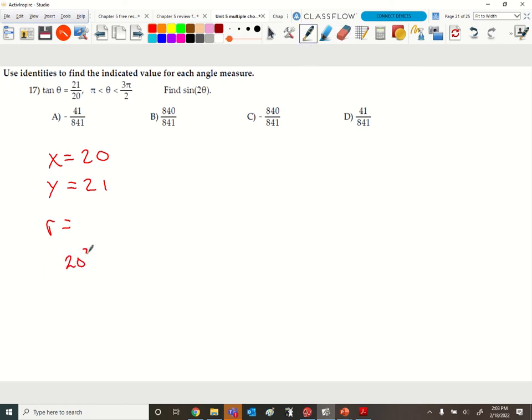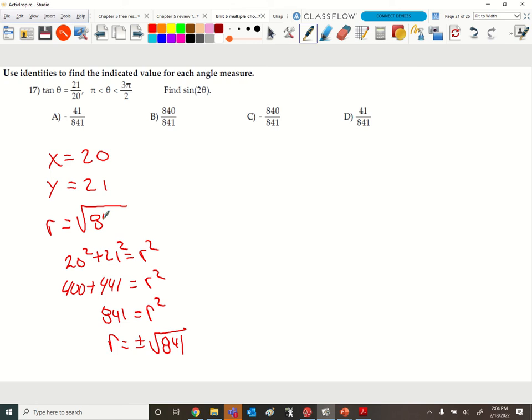So 20 squared plus 21 squared equals r squared. So that's going to be 400 plus 441 equals r squared. 841 is r squared. R is equal to plus or minus the square root of 841. Now, can r be negative? No. It can't be negative, so I know it has to be positive. And I'm going to leave it in the radical for right now, because you'll see why in a moment.